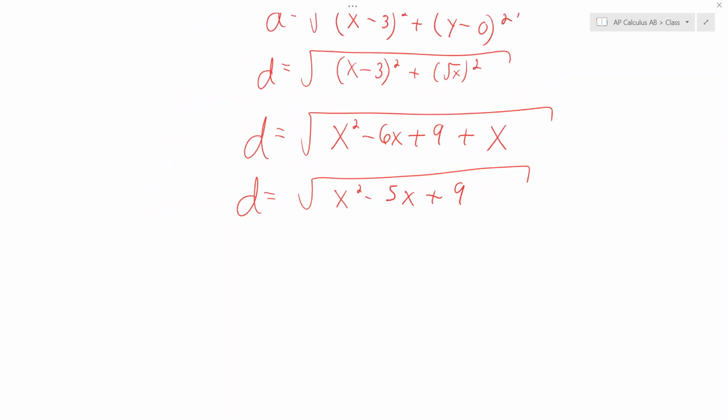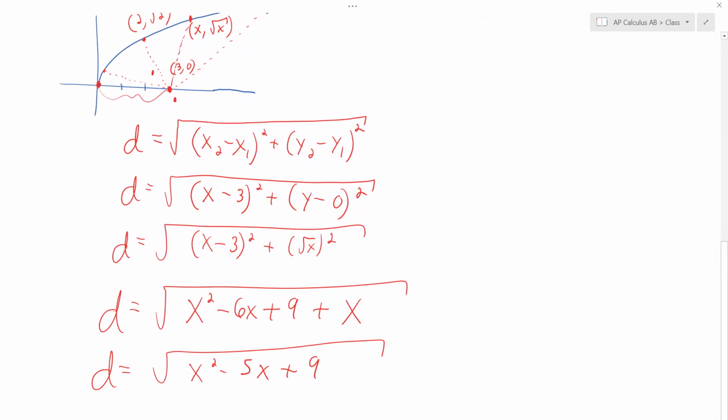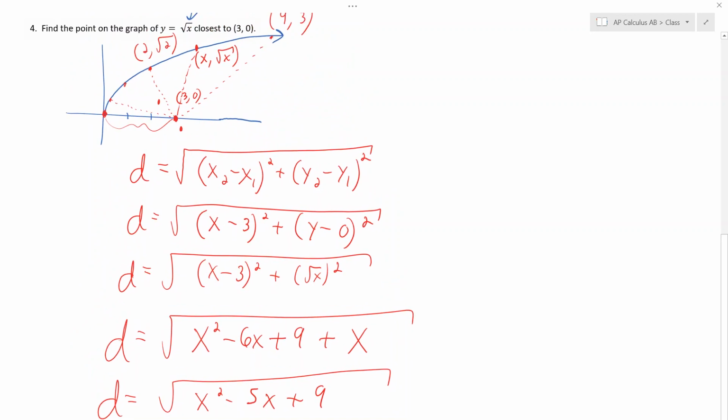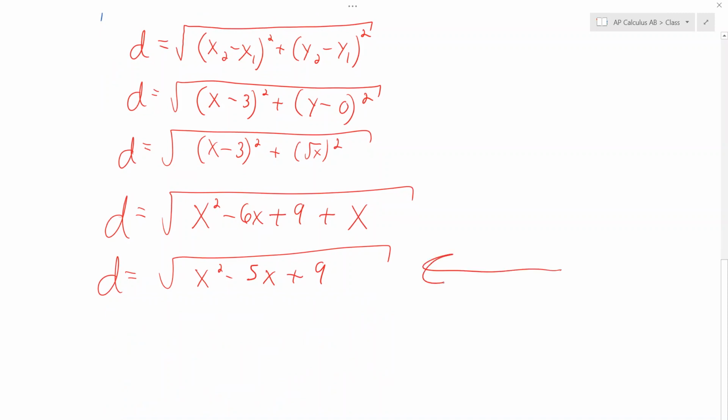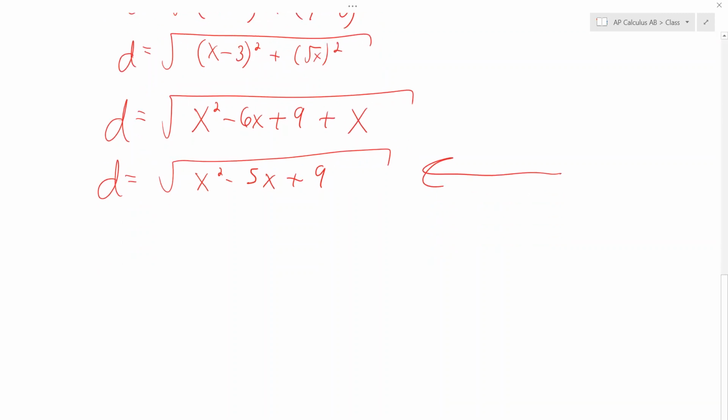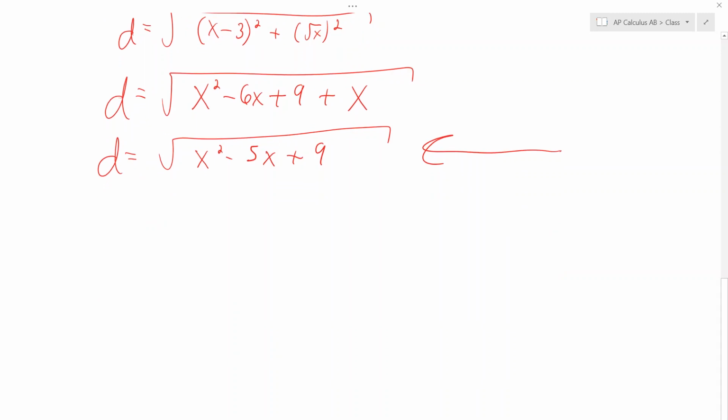And just to be really redundant, here's what this tells me. If I told you this point here had an x value of 1, I know the y value is 1, but it doesn't matter. We can find the distance between that point and the point (3, 0) by plugging 1 right into here. That's what that equation tells me. It tells me the distance between (3, 0) and any point on that curve if you just tell me the x value. So what I want to do is differentiate that to see when the derivative is 0, because that's where the minimum distance will be, at a critical value.